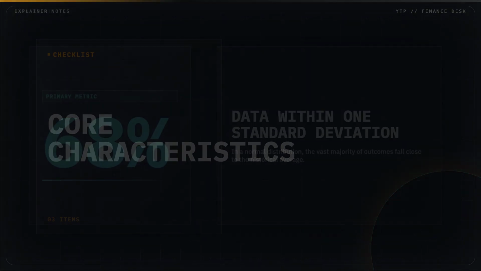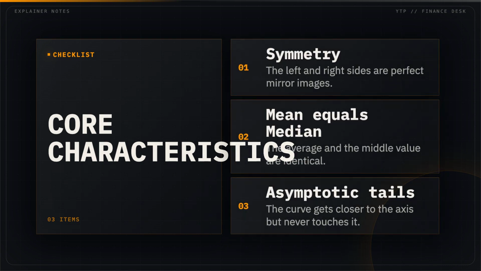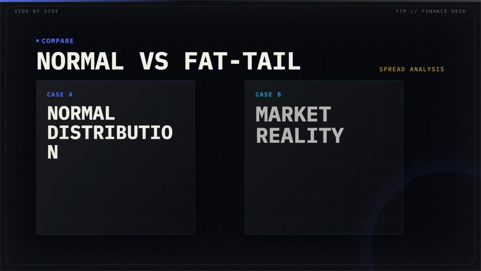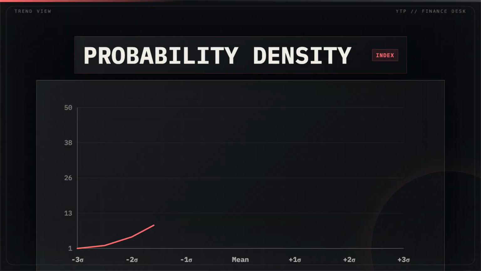center point. The curve is perfectly symmetrical, meaning the average and the middle value are the same. These properties define how we model market volatility. While textbooks love the perfect normal distribution, real financial markets often experience fat tails, meaning extreme events happen more often than the model predicts. This graph shows the probability density. The further you move from the center, the lower the chance of that specific outcome occurring.